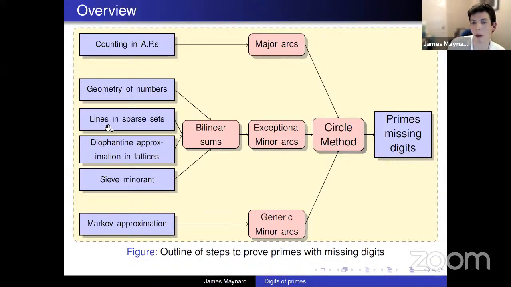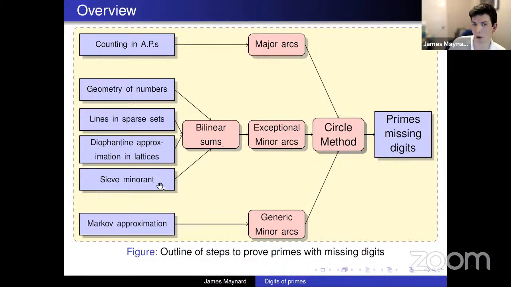In the lines, we use the fact that we knew that the exceptional minor arcs were small to say that there can't be many points, and so the lines can't cause too many problems. Whereas in the lattices, we use the fact that the Fourier transform of numbers with no sevens in their decimal expansion can't be concentrated on any lattice. And so this potential obstruction actually doesn't cause an obstruction to the bilinear sums that we're interested in.